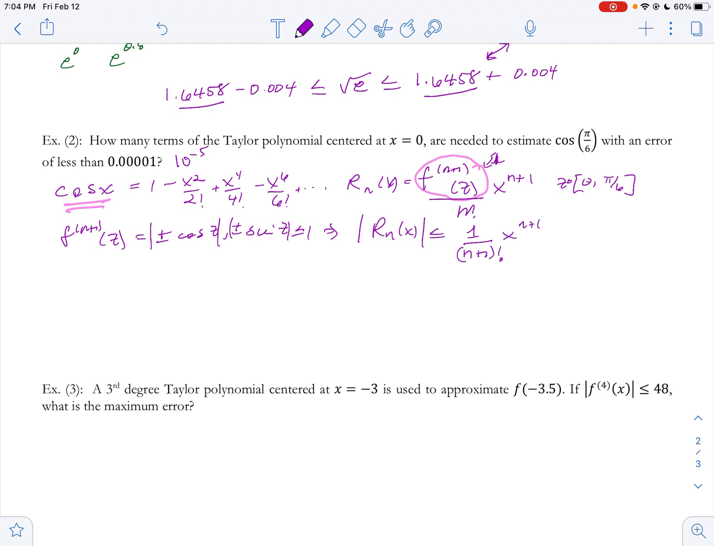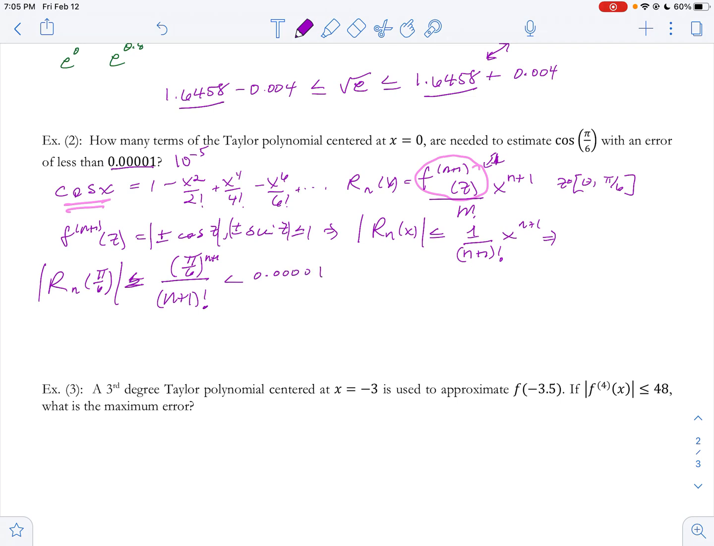So now I can plug in my pi. And so I get R n of pi over 6 is going to be less than or equal to 1 over n plus 1 factorial, and then I'm going to erase this 1 and put my pi over 6 to the n plus 1. So basically, that's the expression that we want to calculate, and we want that to be less than 0.12341.